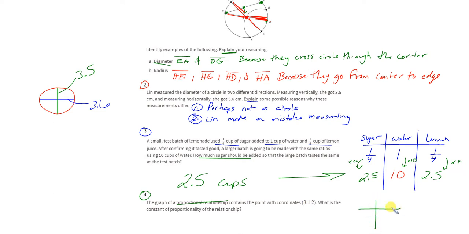Ooh, 3, 12 in a point form? That means there's an xy coordinate. The x coordinate is the first one that is listed. The y is the second that is listed. So if x is 3 and y is 12, what is my constant of proportionality that gets me from side to side? The multiplied number is 4. The constant is 4. So easy, so good, so long.